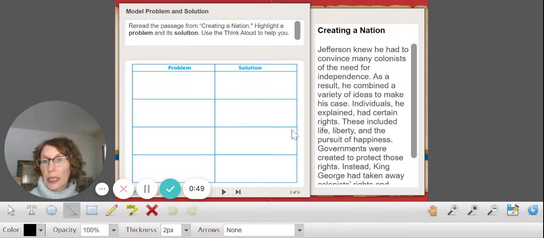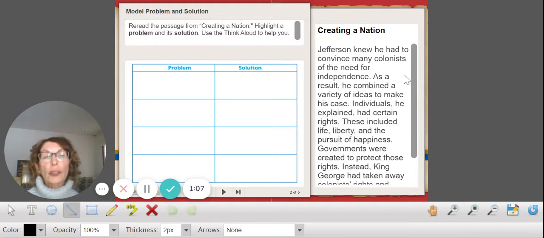Let's take a look at an example here. I'm going to be working with a graphic organizer. I'll read the passage, and as I'm reading, please listen carefully to see if you hear any of the signal phrases or words that identify solution and therefore help us identify a problem.